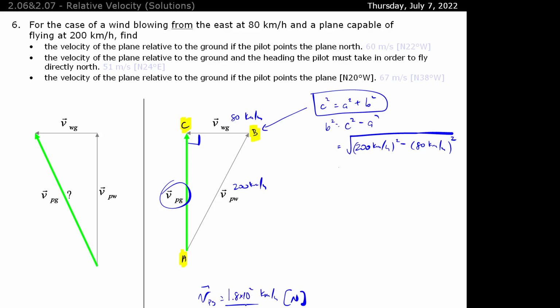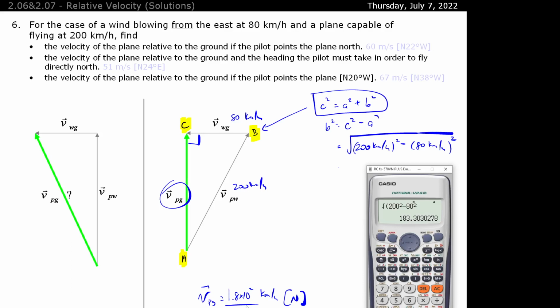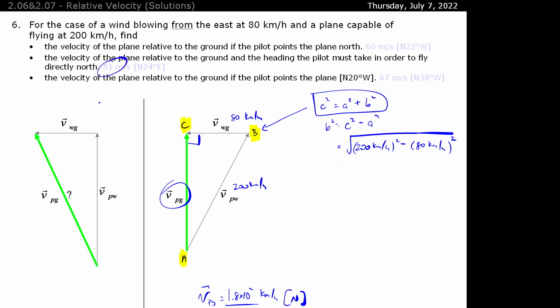Okay, and if you want to take out your calculator and divide by 3.6 to convert into meters per second, sure you can, and that's how you get to your 51 meters per second if you wanted in meters per second. On a test it doesn't matter because the question never asked about what the velocity should be measured in, meters per second, kilometers per hour. It doesn't matter. They're both correct.